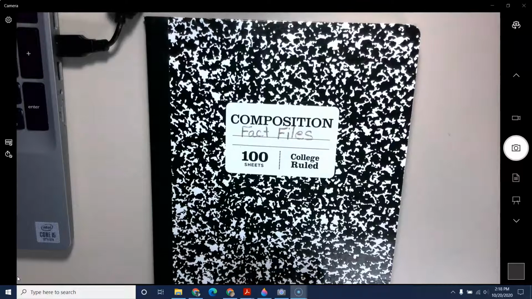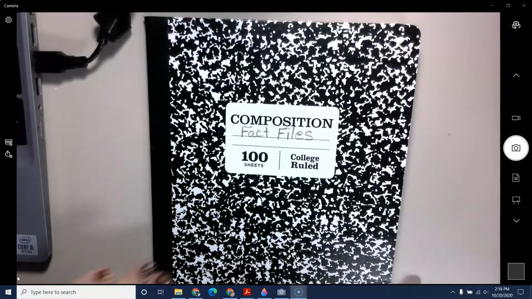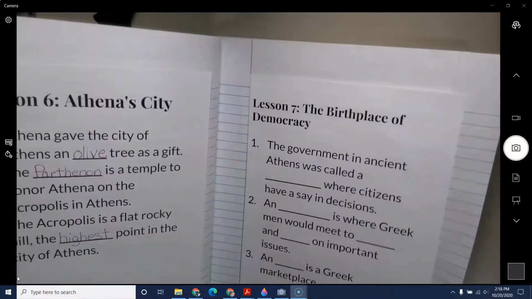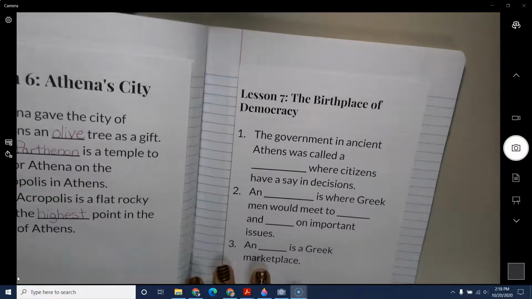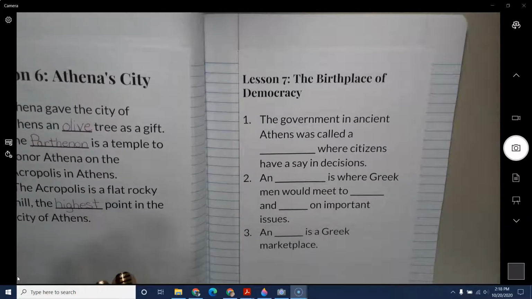Hi, boys and girls. Let's go ahead and work on your notes for lesson 7. So let's open your fact files to lesson 7, which is the birthplace of democracy. You guys are going to hear a lot about democracy in the next couple of weeks with the election coming.